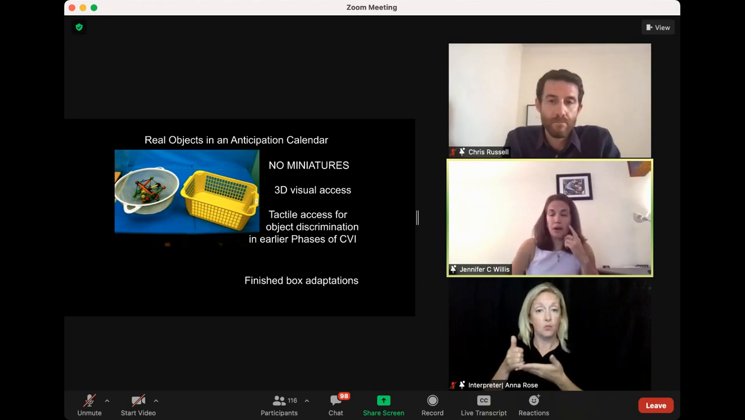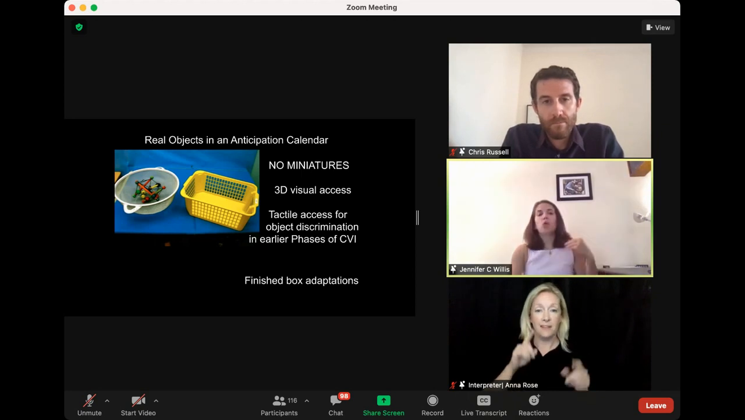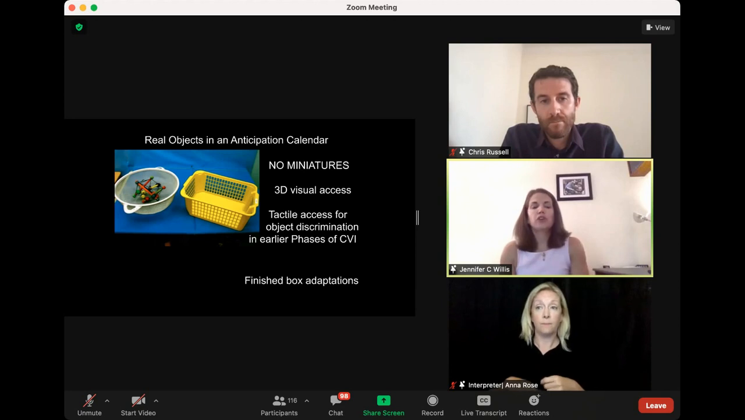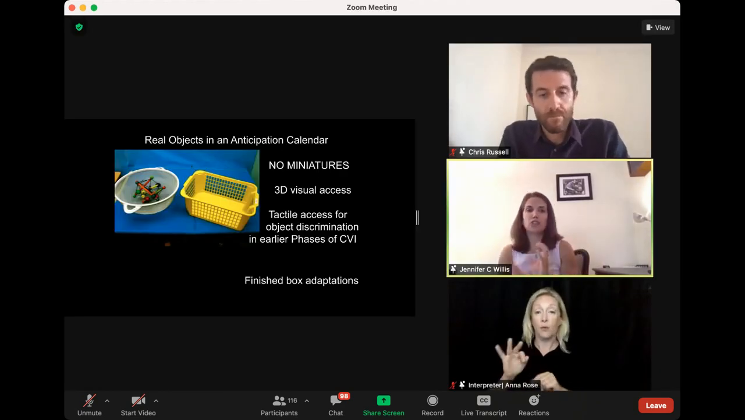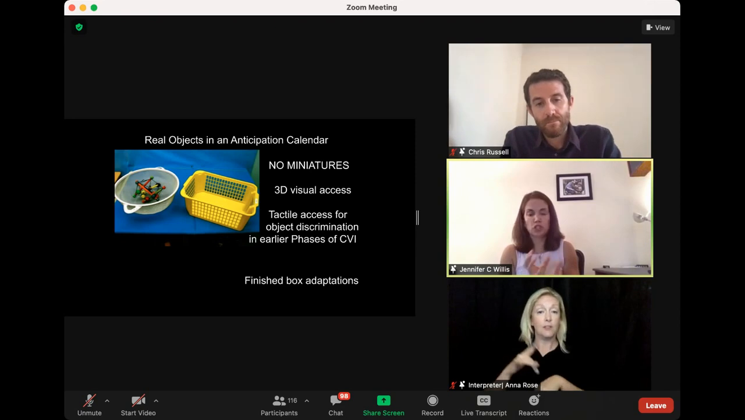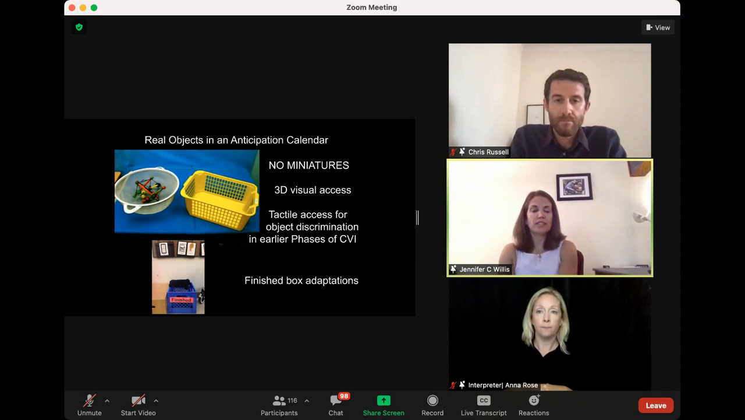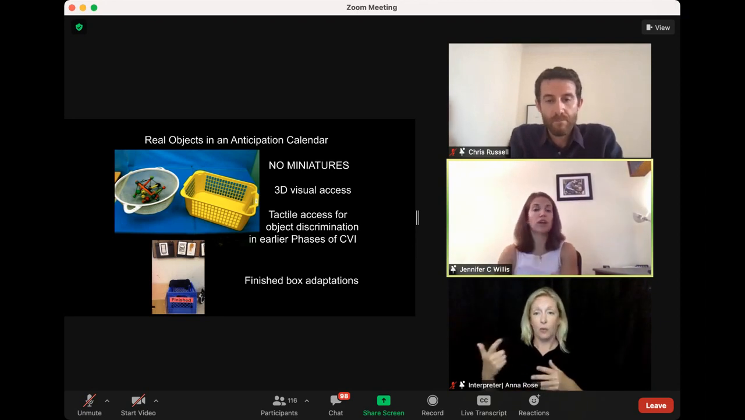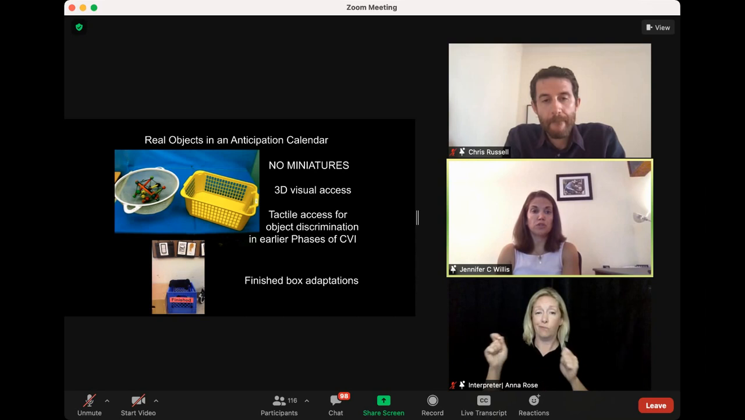recognize or to regard, but they might not be able to use them to identify or discriminate what that object is or what it's referring to. So they also need to be tactilely unique so that they can use that tactile sense to discriminate what that object is. And then you can also add some finish box adaptations to make them more visually accessible for the student: bright colors, very large, but just different adaptations or ways to set up a system for a student.